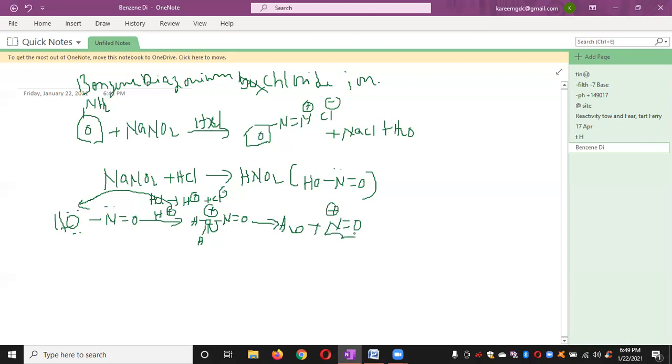Okay, now this nitrosonium ion, what happens now? Let's see. So this is aniline, second step. This reaction should be carried out around 0 to 5 degrees centigrade under cold condition. We are supposed to carry out this reaction under those conditions. Okay, so this is aniline, and on nitrogen we have one lone pair of electrons.